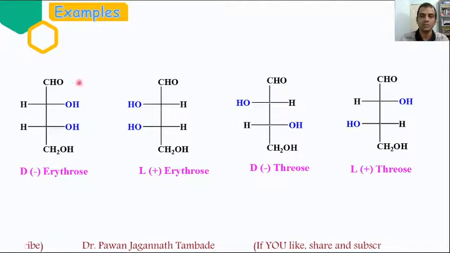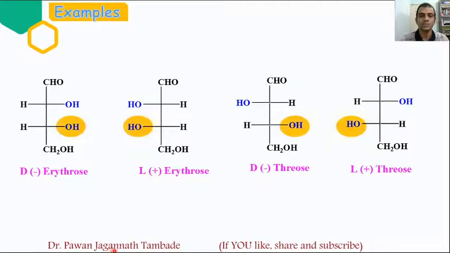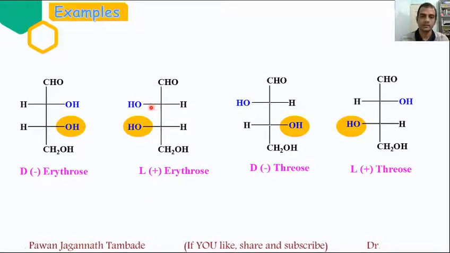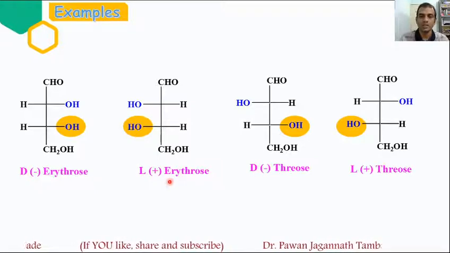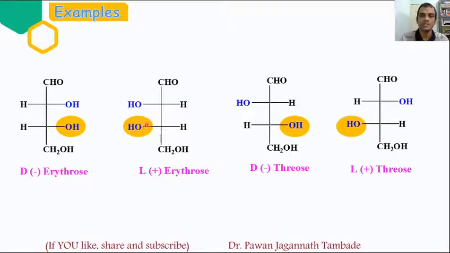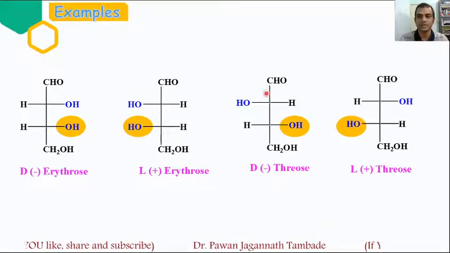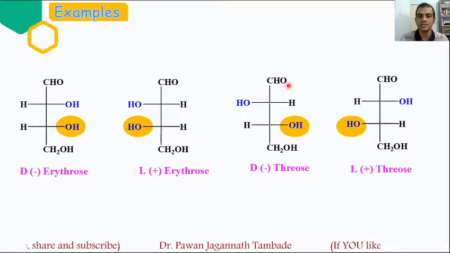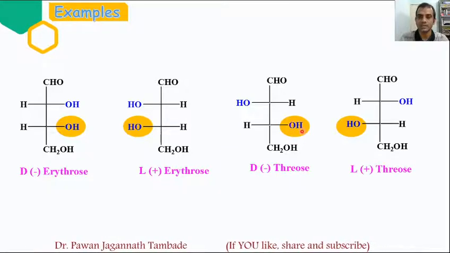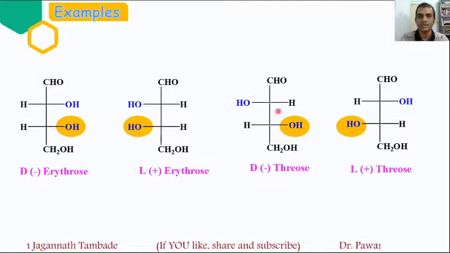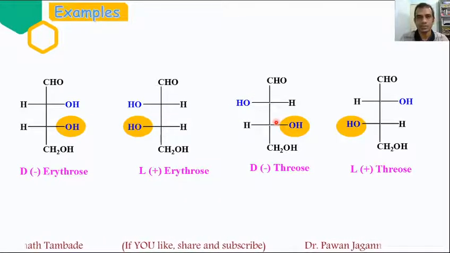The same way, if you look at these structures, you will find the difference in position of OH. In this case, the OH of the bottom carbon is present on the left hand side. This is called L-erythrose, erythrose because these two OH are present on the same side. Look at this third structure. This is D-threose. It got the D designation because the bottom OH is present on the right hand side, and threose because its two OH on adjacent chiral centers are opposite to each other.